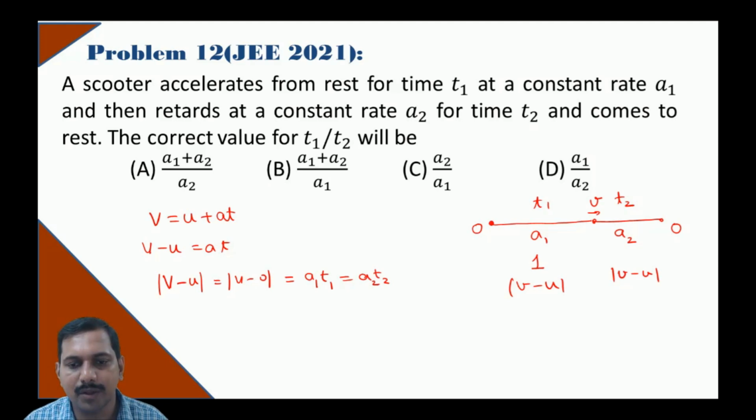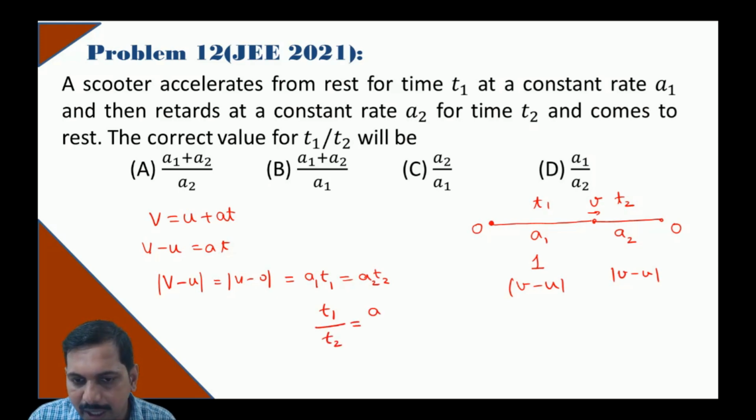Hope you get the point. So the amount of increase is equal to the amount of decrease, right? And it is equal to a1 t1 is equal to a2 t2. This small thing only gets you the answer. t1 by t2 is equal to a2 by a1.